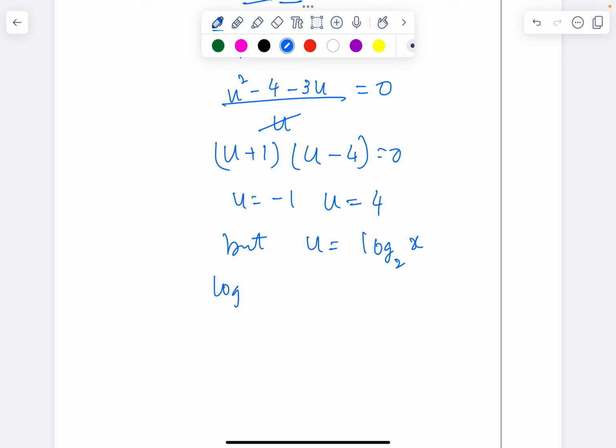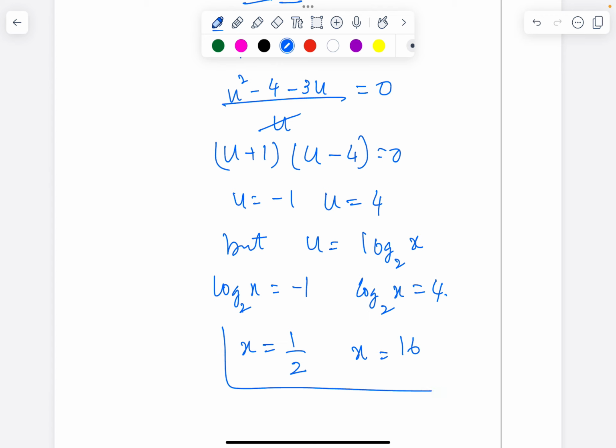So log base 2 of x equals negative 1, log base 2 of x equals 4. X equals 2 to the power of negative 1, which is 1 over 2. X equals 2 to the power of 4, which is 16. So this is the final answer.